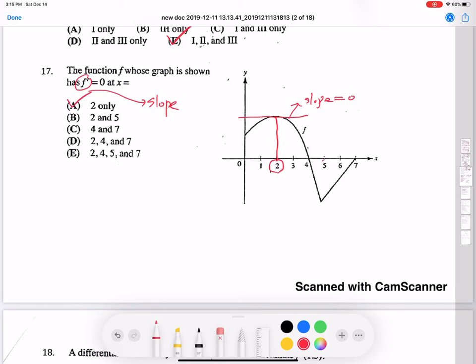At 5, it has a corner. At a corner, the function is not differentiable. That means f prime of x doesn't exist. That's why 5 is not. So 2 only is the answer. A is the answer. Let's go to number 18.